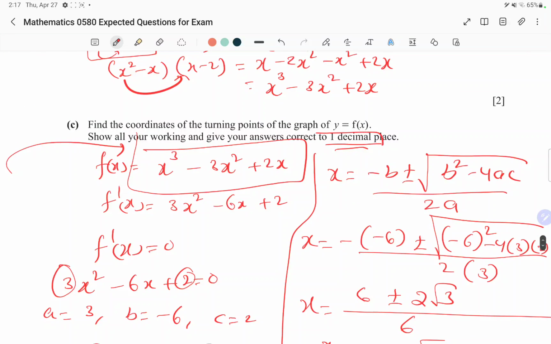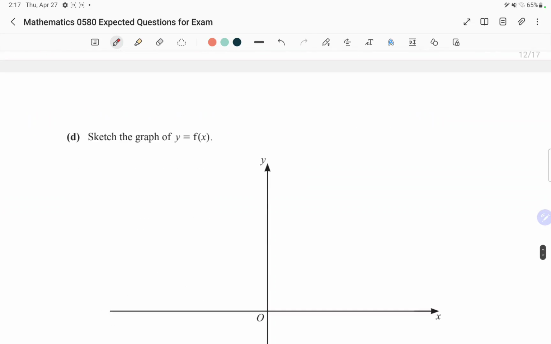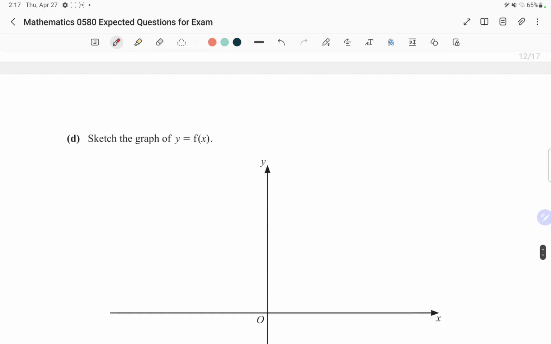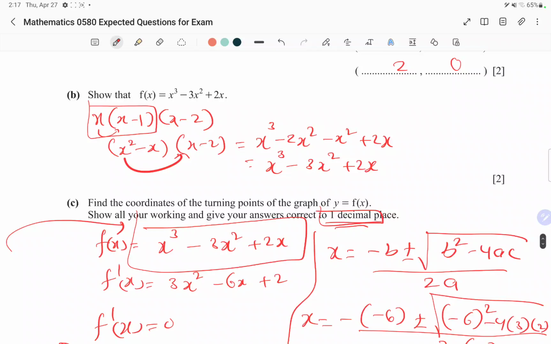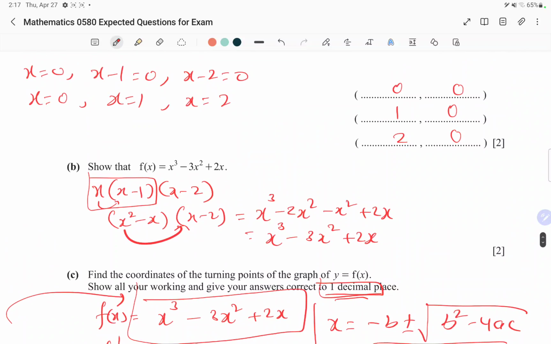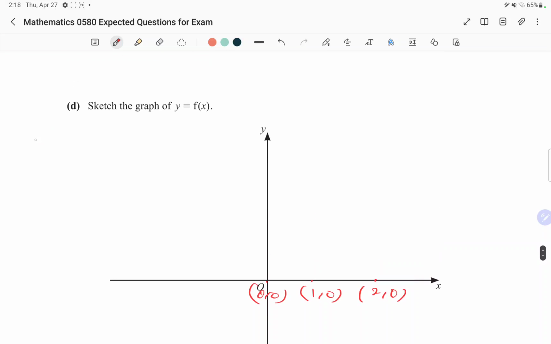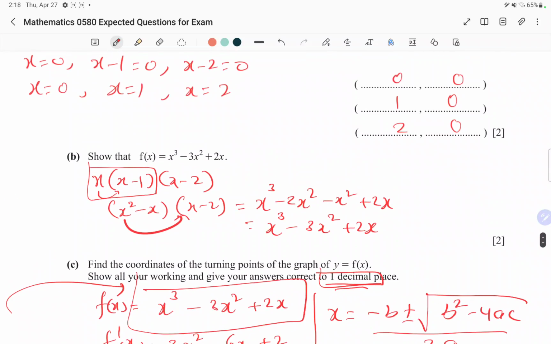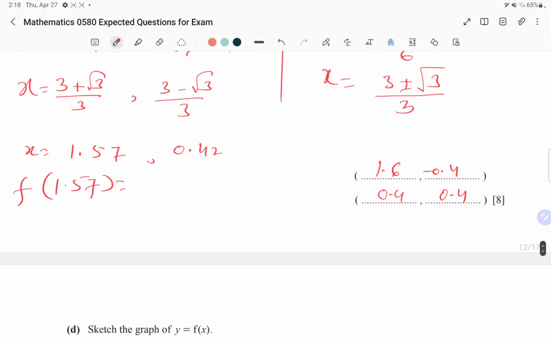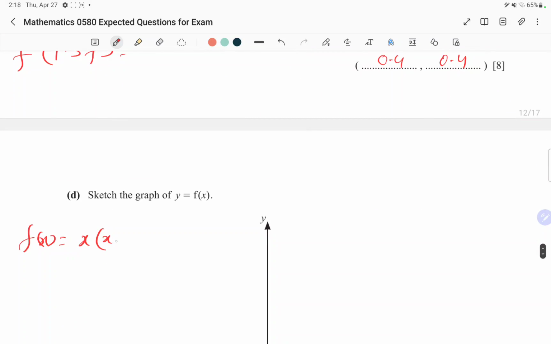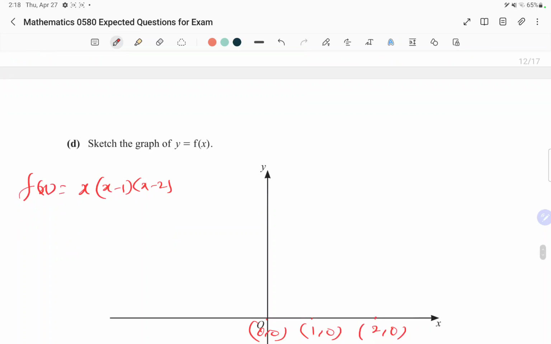Because it's already mentioned as 1 decimal, that's why. Now sketch the graph of f(x). First we need to find the roots: 0, 0, 1, 0 and 2, 0. So these are the points (0,0), (1,0) and (2,0), right? This is our f(x): x times (x minus 1)(x minus 2).